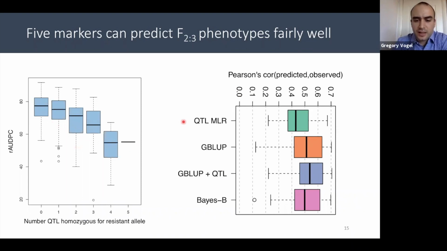We also tested the predictive ability of some different models using a cross-validation approach. And when we do multiple linear regression, just using one SNP in each QTL marker, we get cross-validation prediction accuracies that are almost as high as whole genome prediction models using 600 genome-wide SNPs. So it seems like these 5 QTL alone can do a pretty good job in terms of predicting disease resistance levels.